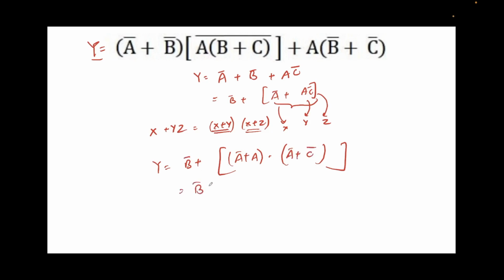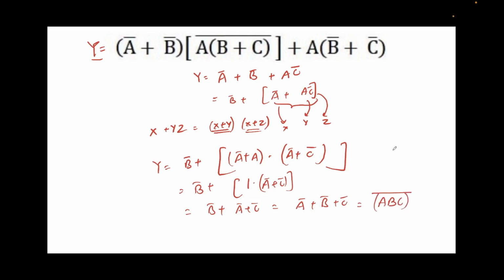So it will be b bar plus, now a bar plus a, we have already noticed that it's 1. This will turn out to be a bar plus c bar. So 1 into a bar plus c bar is nothing but a bar plus c bar, and I can just rearrange the terms and write a bar plus b bar plus c bar. If we again apply De Morgan's theorem, it will come out to be a b c whole bar.